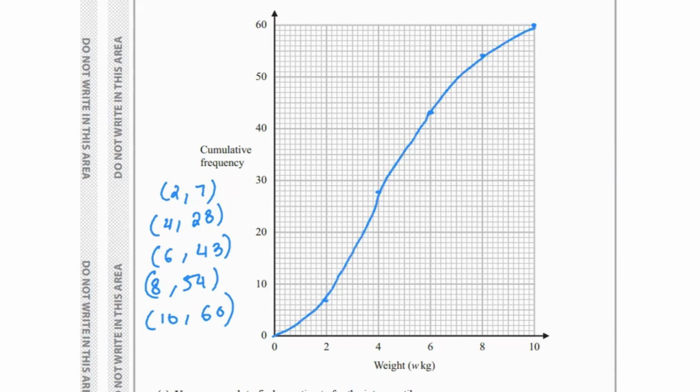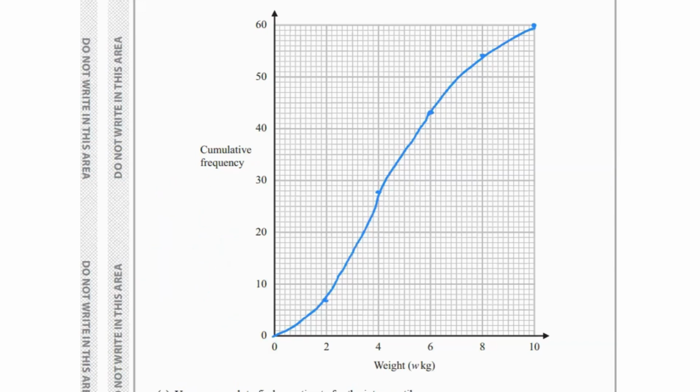Then it's asking us to estimate the interquartile range. For the interquartile range, we need the lower quartile and the upper quartile. Lower quartile is 1/4 of your total frequency. So 60 times 1/4 is going to give us 15. So what you will do is draw a line from 15 and find your corresponding weight.